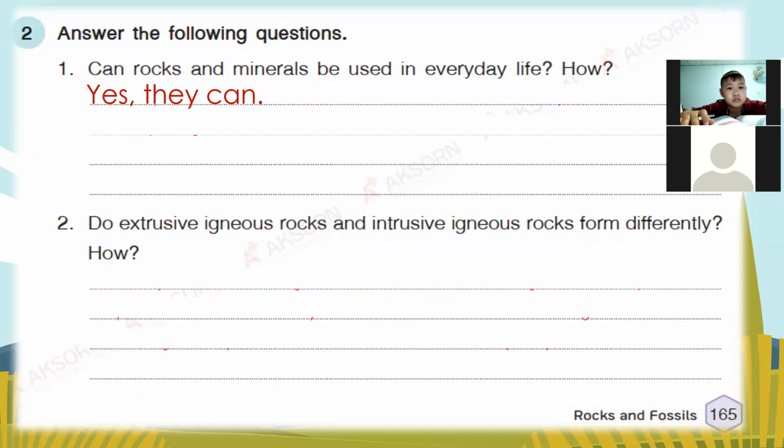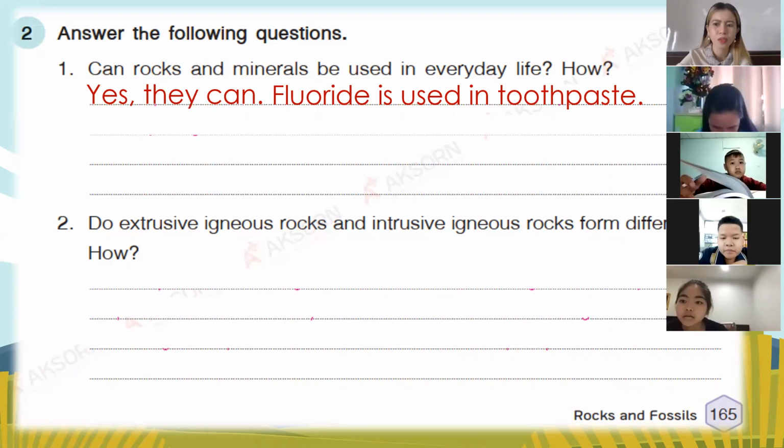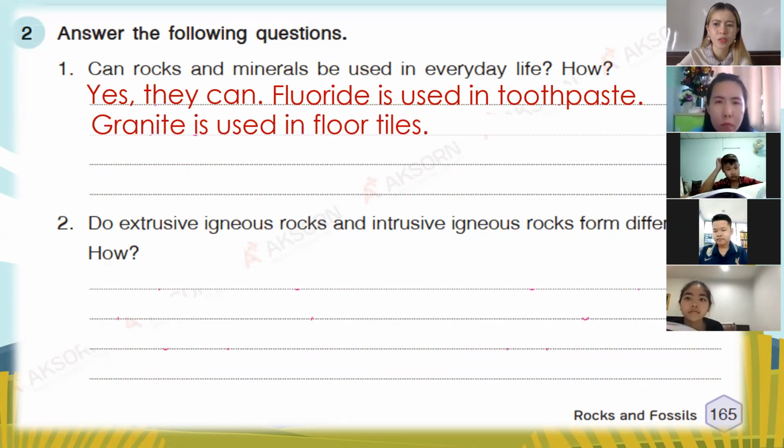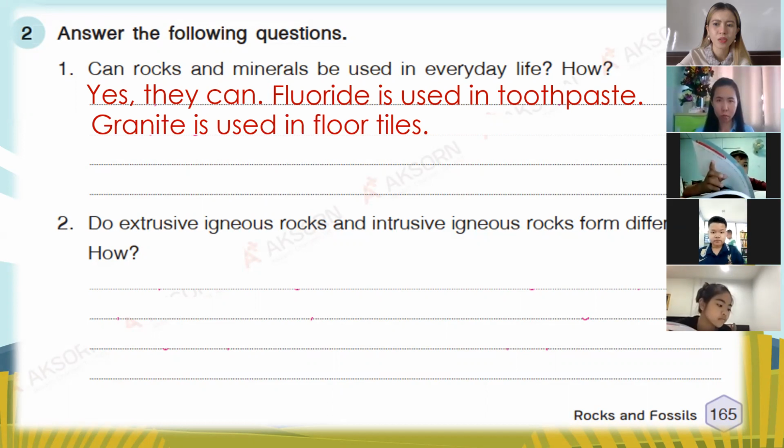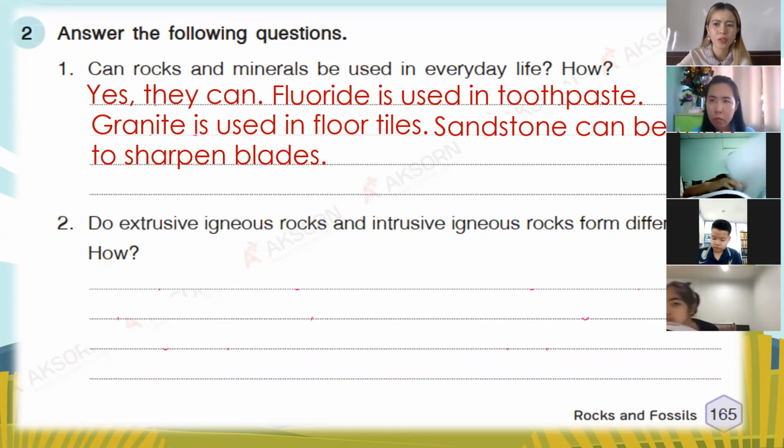But how? As I said a while ago, you should write the different uses of rocks. For example, I'm going to give one example. Fluoride is used in toothpaste. What else? What are the other uses? Give me one. Marble is used in sculpting. Okay, marble is used in sculptures. Very good. You can write that one. You can write your own, but for me, I write here granite is used in floor tiles. Sandstone can be used to sharpen blades. You can add more. Okay, go.